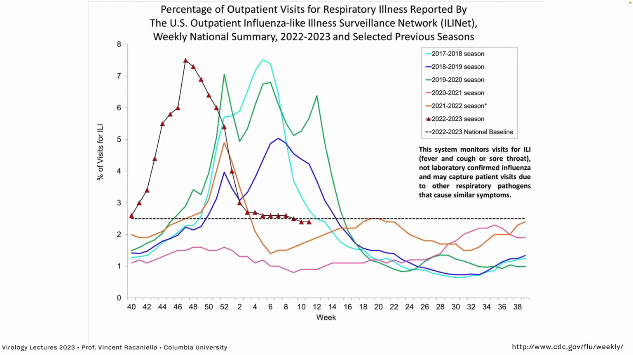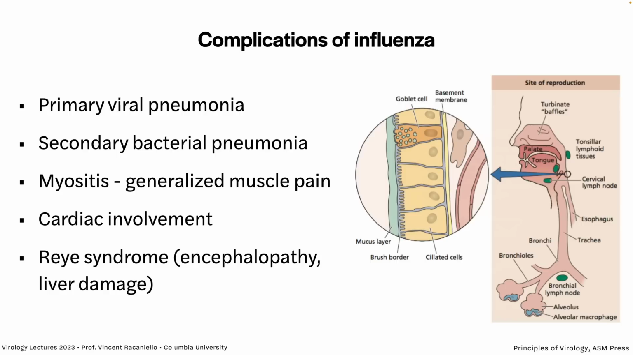Complications occur. You can get pneumonia. As I say, the virus goes down into the lung and makes a lot of damage. You can get secondary bacterial pneumonia. This means you're starting to recover from influenza, and then suddenly the bacteria invade and cause a serious pneumonia. Muscle pain. You can have heart involvement. Remember, your lung capacity is compromised. Your heart is working harder, and in some people that causes issues. And then something called Reye's syndrome, encephalopathy, and liver damage. The etiology of that is unknown.